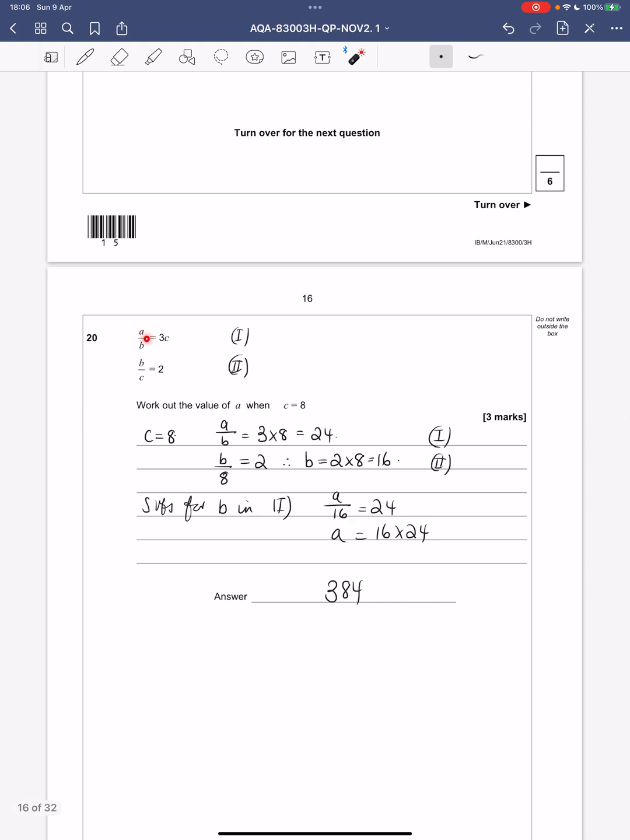Number 20, a divided by b is 3c. I've called that equation 1. b divided by c is 2. I've called that equation 2. Work out the value of a when c is 8.